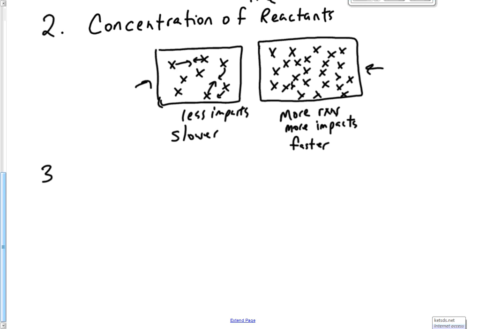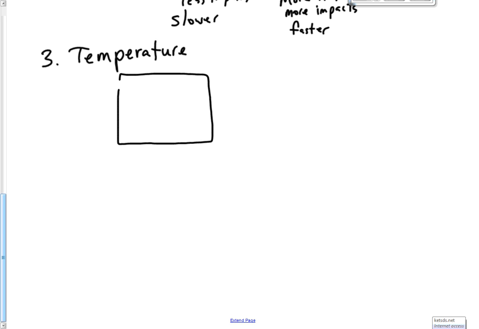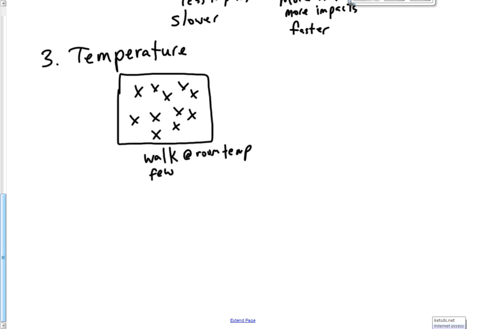Okay, let's talk about the third way. Temperature. All right, so again, here we have our people in our room, and I told you to just walk. Okay, this is walking. So at room temperature, I tell you to walk, and you're going to have a few reactions. You're going to have a few impacts. Okay, so that's walking. What if I increase the temperature?